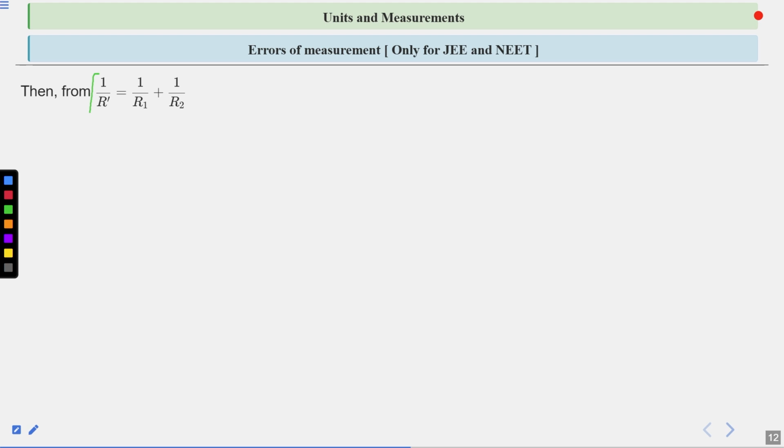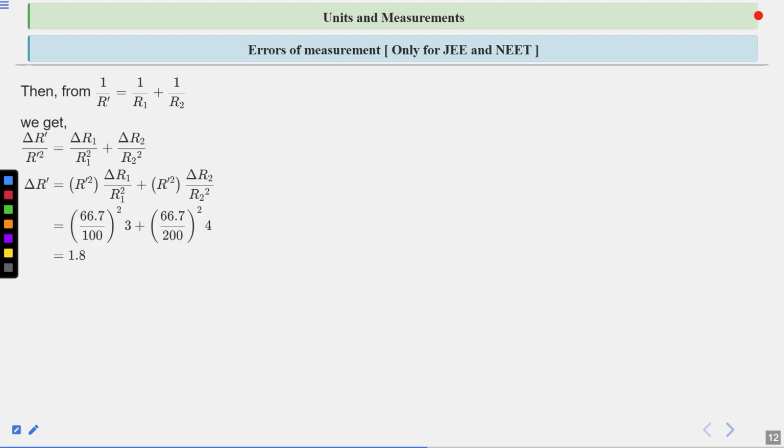Then 1 upon R prime is equal to 1 upon R1 plus 1 upon R2. So we get delta R prime divided by R prime square is equal to delta R1 divided by R1 square plus delta R2 divided by R2 square. So delta R prime is what? When we multiply R prime square with this term, we get R prime square into delta R1 divided by R1 square plus R prime square into delta R2 divided by R2 square.